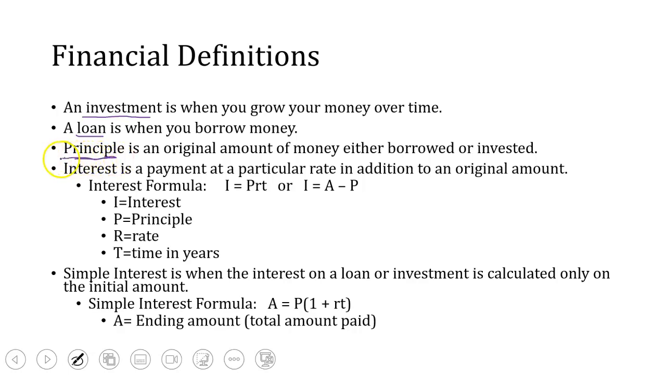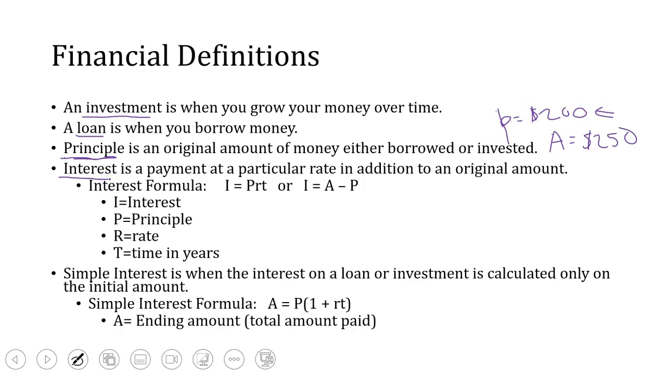Principal is the original amount of money you borrowed or the money you invested. So again, say you borrowed $200 from your parents, and they said you're going to need to pay $250 back. The full amount is $250, but the principal is the money that you borrowed. That's the principal, the original amount.